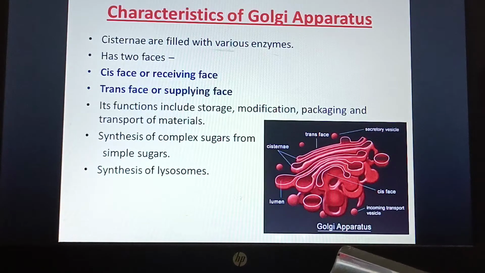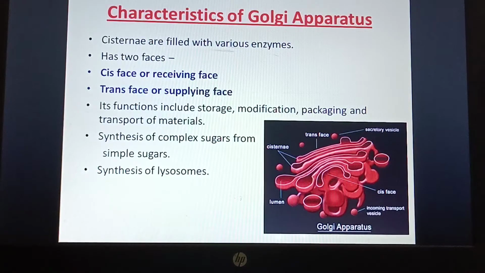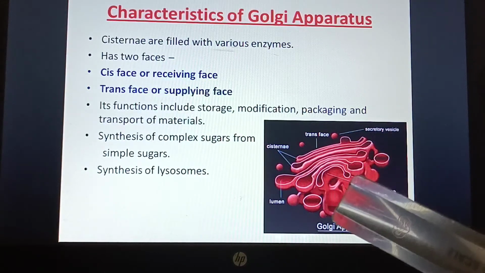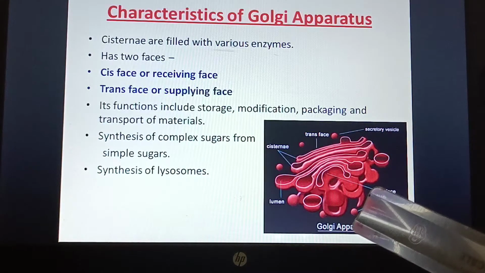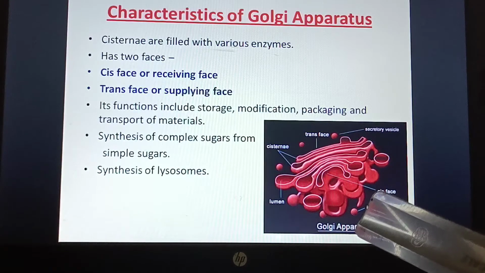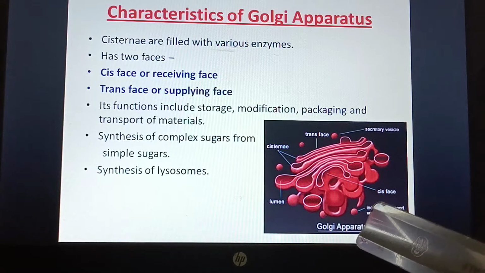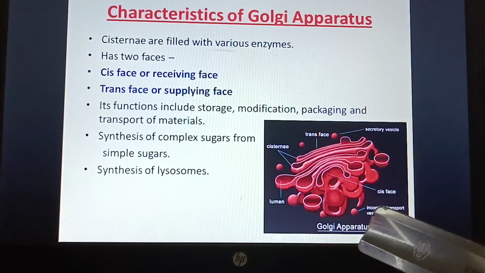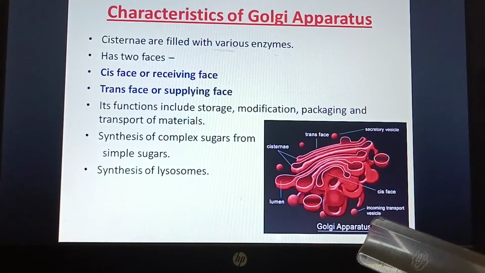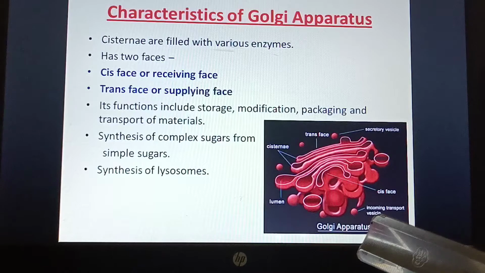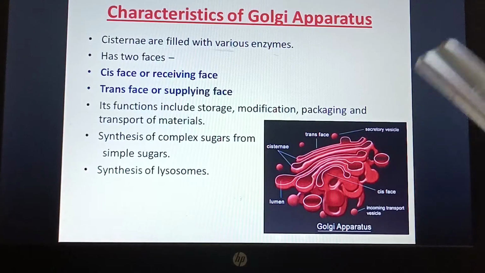And finally, it helps in the synthesis of lysosomes. Lysosomes are also cell organelles. Even this helps in production of acrosome. Acrosome is present in the male sperms. Not only synthesis of lysosomes, it also helps in acrosome.